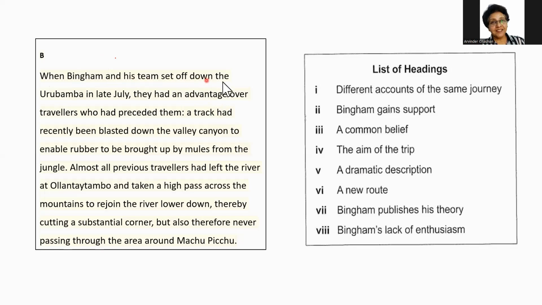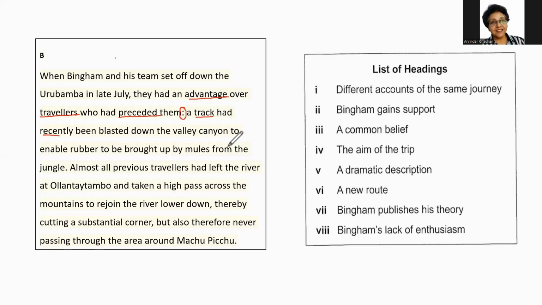So when Bingham and his team set off down the Arubamba in late July, they had an advantage over travelers who had preceded them. Okay, they had an advantage over who? Over the travelers who preceded them. What does that mean? Who had gone there before them. And what was the advantage? So they've got this mark over here, and here they are talking about the advantage. Okay, so what was the advantage? A track had recently been blasted down the valley canyon to enable rubber to be brought up by mules from the jungle. So what was the advantage?